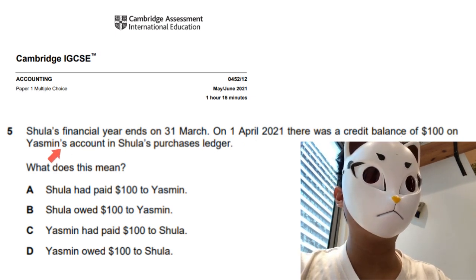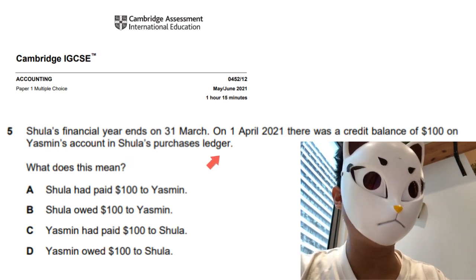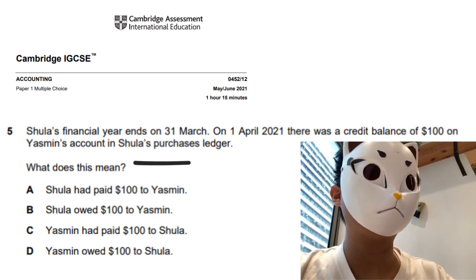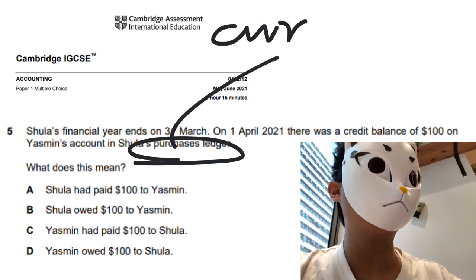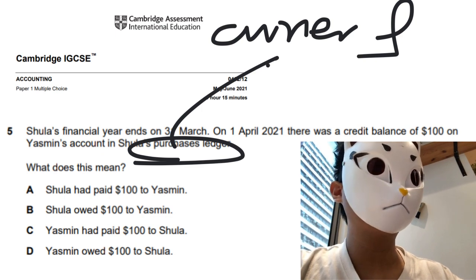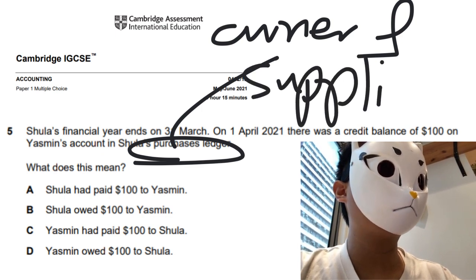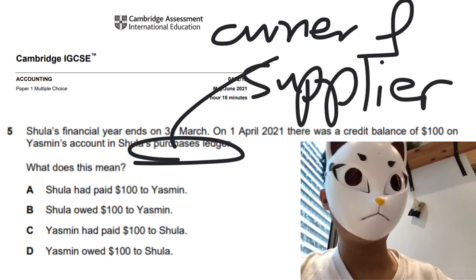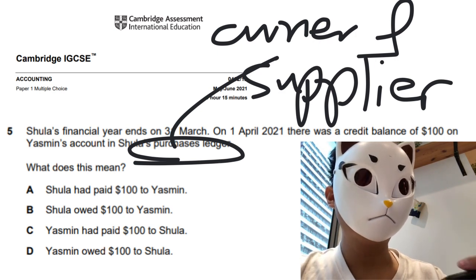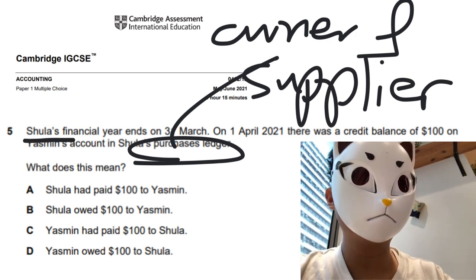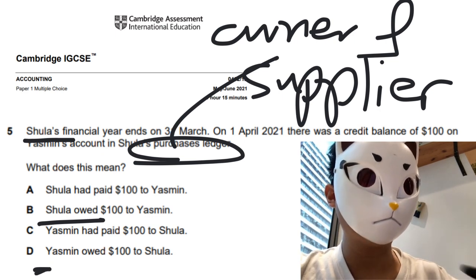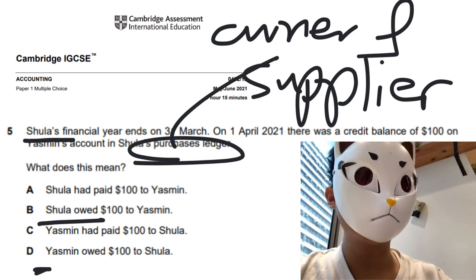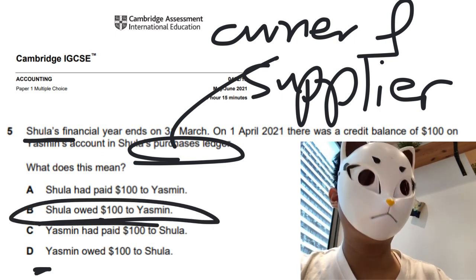The credit balance on your SME account in the purchase ledger. So what is the purchase ledger? It records the transactions between the owner and the supplier. Think about it: for the supplier, that means a kind of liability. So it must be the owner who owes the money. The answer goes to B.